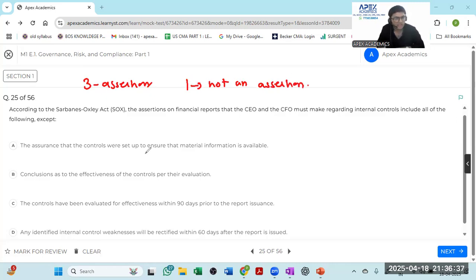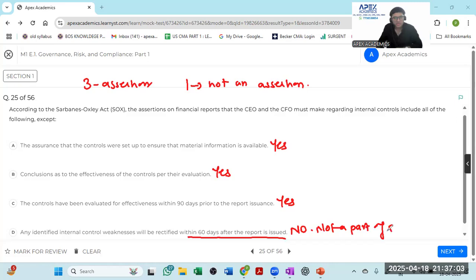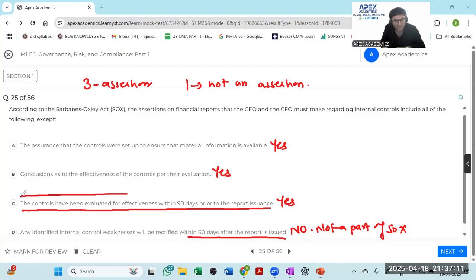The assurance that the controls were set up to ensure that material information is available. Yes. Conclusions as to the effectiveness of controls as per their evaluations. Yes. Controls have been evaluated for effectiveness within 90 days prior to report issuance. Yes. An identified internal control weakness will be rectified within 60 days after the report is issued. No, this is not a part of SOX. When it comes to days, remember that controls are evaluated for effectiveness 90 days prior. This is not a part of SOX.